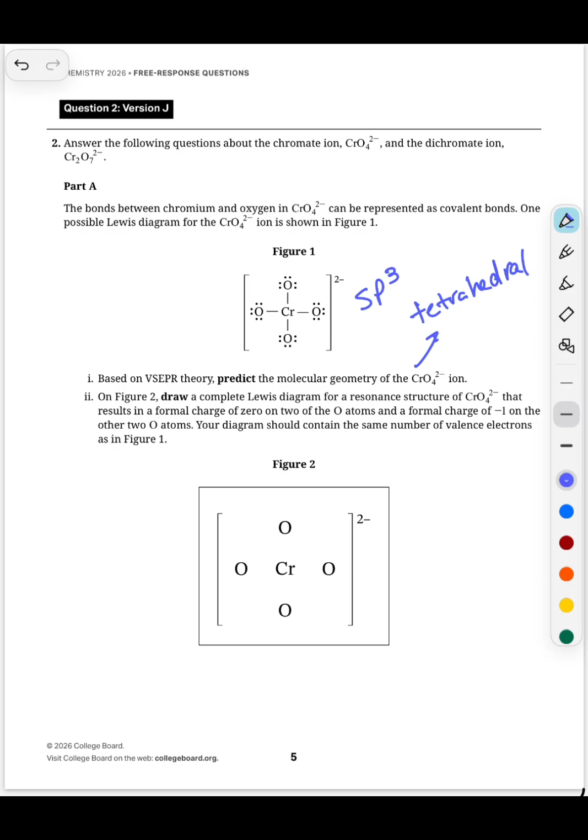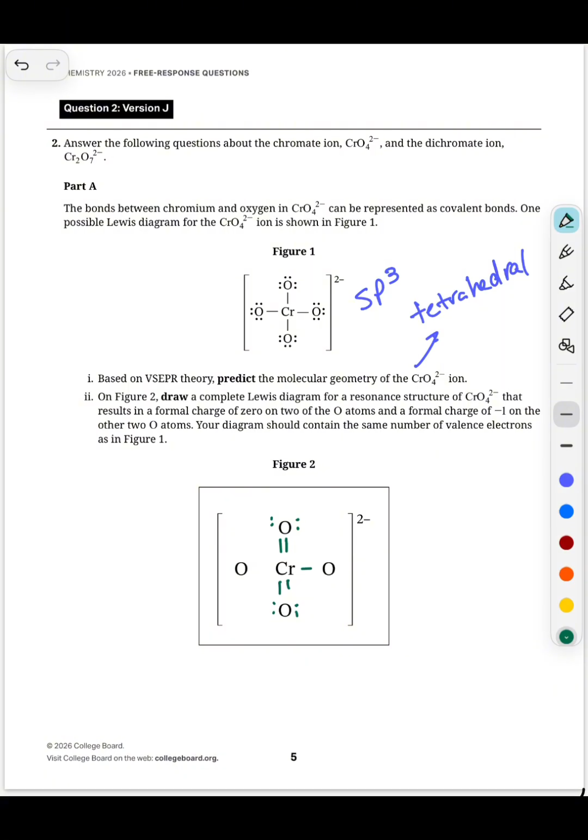For part A double I, they want us to draw the complete Lewis diagram for the resonance structure for the chromate ion. And then they tell us specifically that out of the 4 oxygen atoms, 2 of them are going to have a formal charge of 0, and the other 2 are going to have a formal charge of -1. So based on patterns, any oxygen with 2 bonds and 2 lone pairs has a formal charge of 0. So for those ones, we're going to draw our double bonds with the 2 lone pairs. And then any oxygen atom with a -1 formal charge has a single bond with 3 lone pairs.